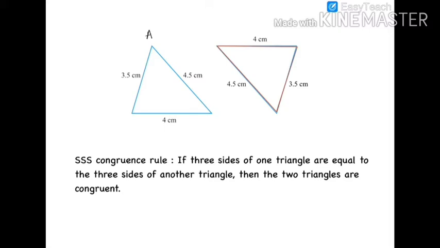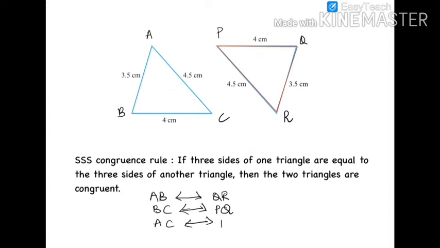So if the first triangle is named triangle ABC and the second triangle is PQR, then side AB corresponds to QR, side BC corresponds to PQ, and side AC corresponds to PR. So symbolically we can write triangle ABC congruent to triangle RQP.